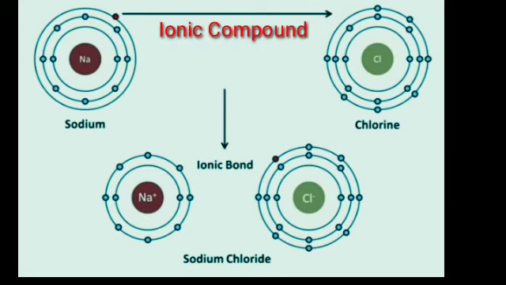The number of cations and anions in a compound and the magnitude of the electric charge on them is such that the positive and negative charges balance each other, and as a result an ionic compound is electrically neutral. The ionic compounds are crystalline in nature.